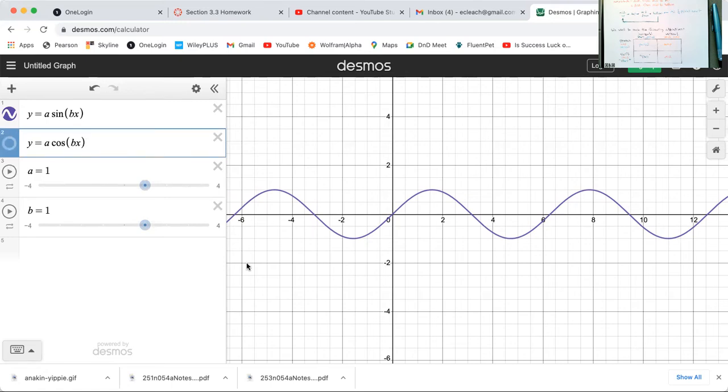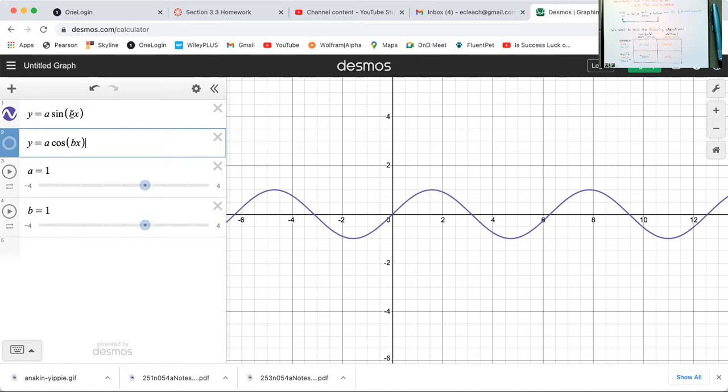All right, so let's take a look at A sine of BX. Now, A is being multiplied by the sine of BX. So the multiplication by A happens after the trig function, and multiplication by B happens before the trig function. So in both cases with A and B, I'm altering the equation with multiplication. For one value, I'm multiplying before the trig function. The other one I'm multiplying after the trig function.